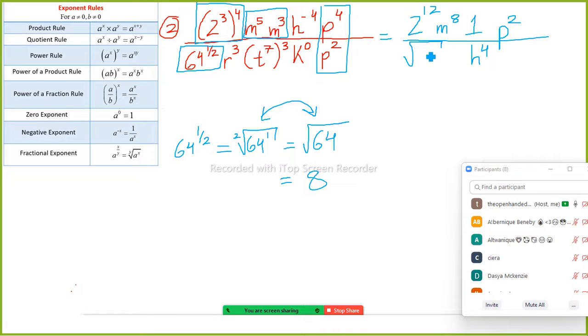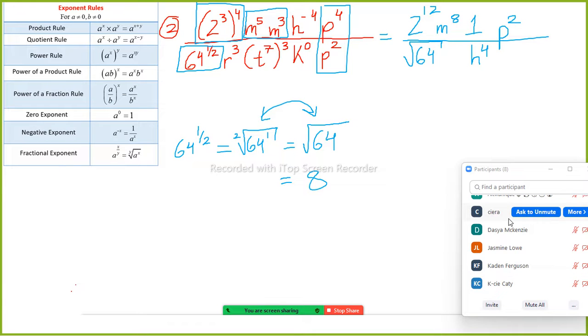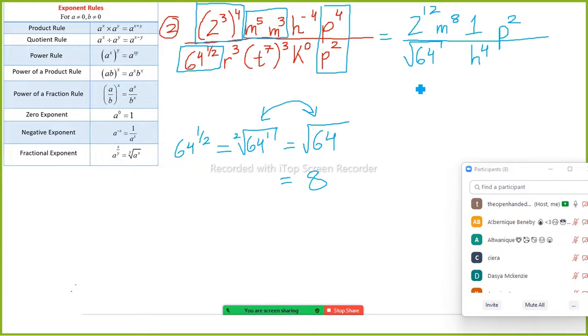All right, so that's that. So square root of 64 here. And then the r cubed. What do we do with r cubed? Anyone can answer this one. R to the power of 3, yeah. What do we do with that?